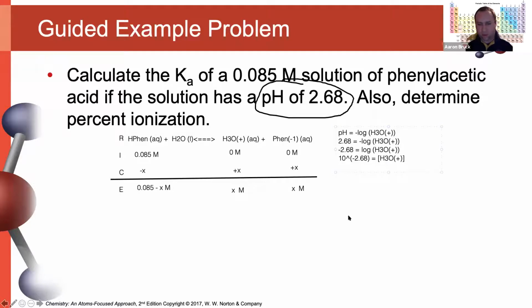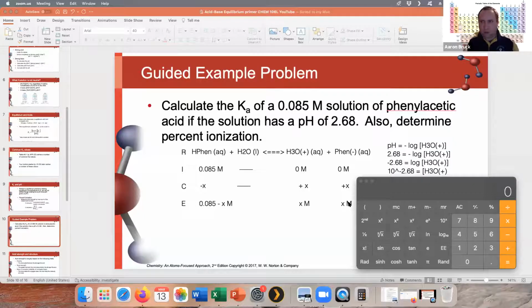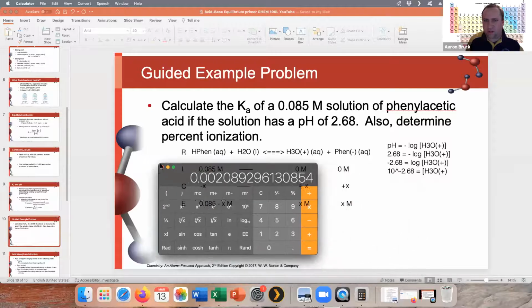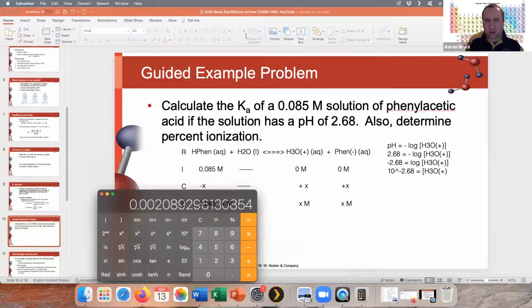All right, so after all that, to go get our calculator, we put in our 2.68, make that a negative, and then 10 to the x gives us our value. And so our concentration of hydronium is 0.0021 molar.